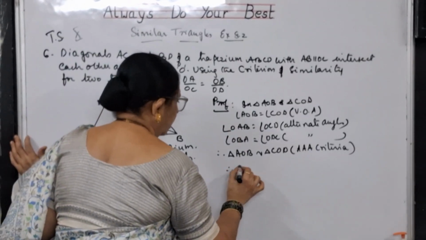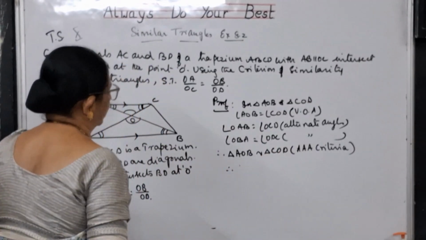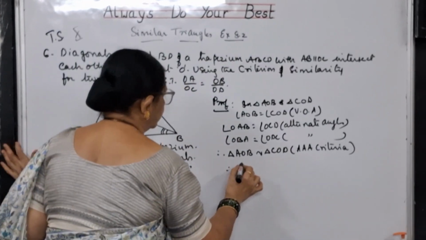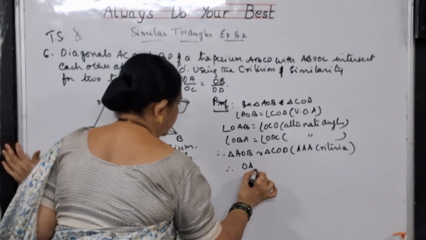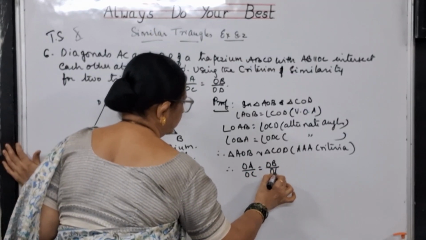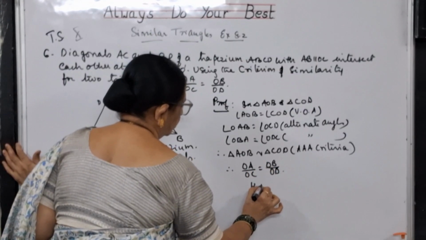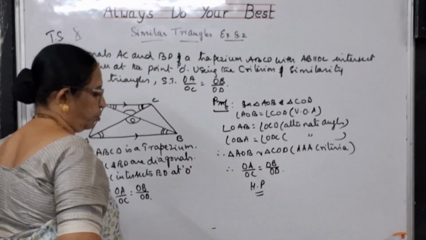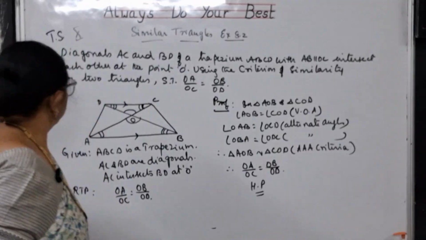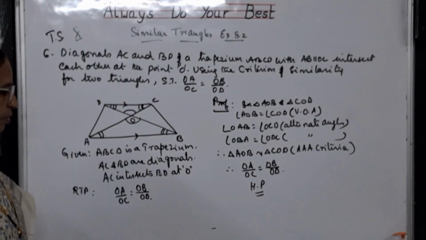Therefore, triangle AOB is similar to triangle COD. When two triangles are similar, then corresponding sides are proportional. OA by OC is equal to OB by OD. Hence proved. This is the proof of this problem, children. This is the sixth problem. Please note it down.